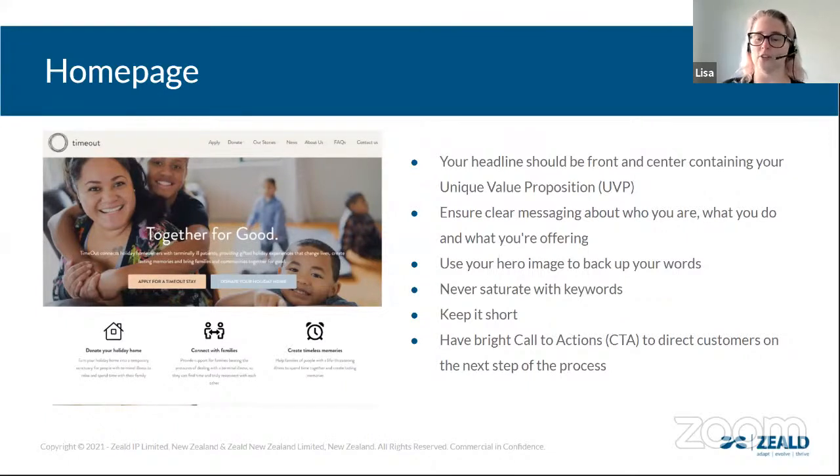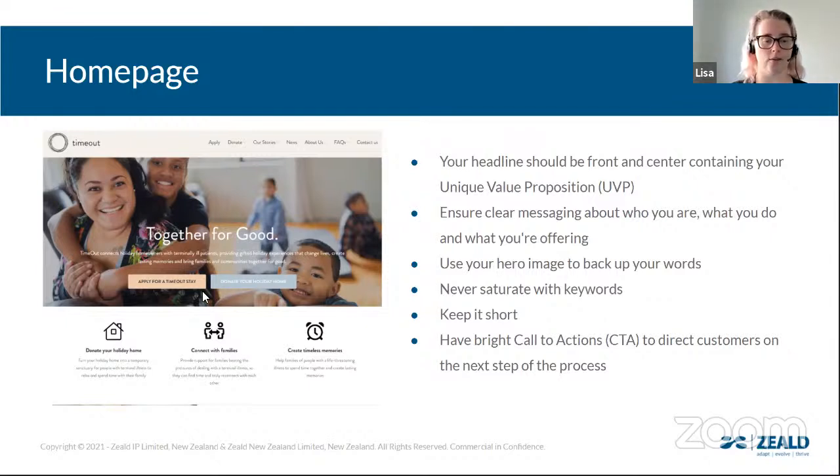Then the next bit is having bright call to actions to direct the customers onto the next step. So generally, they're either bright or a contrast to what most of your logos and your images would be. So call to actions are very important, and I can't stress it enough that you need to be having them throughout your website to keep directing people through to the next step. Otherwise, what can happen is people can get confused.